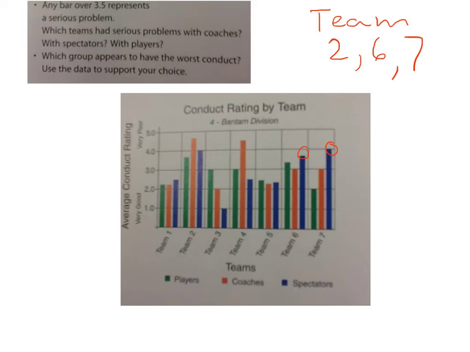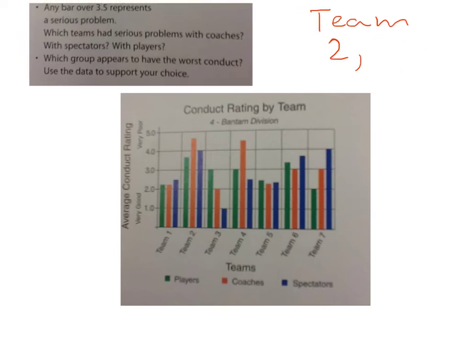And moving on to our last problem, which ones have a serious problem with players? Same thing again. This time we're going to look at the green bars, which are players for each team. Ooh, they have nice players. Their players are not so nice. Their players are okay. They're the same. They're a little nicer. They're okay. And they're great. So which teams have a problem with players who are not playing very nicely? Well, here's our 3.5 right in between here. So any bar that goes past that line has a serious problem.